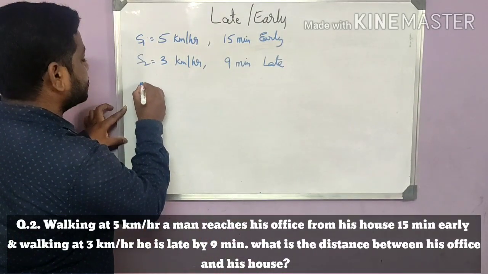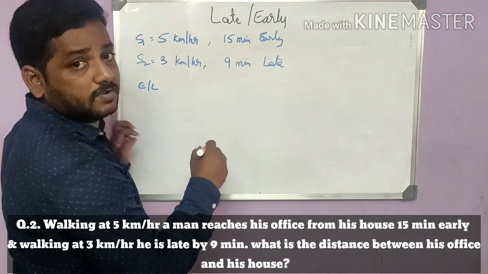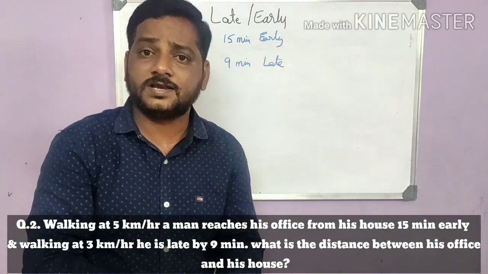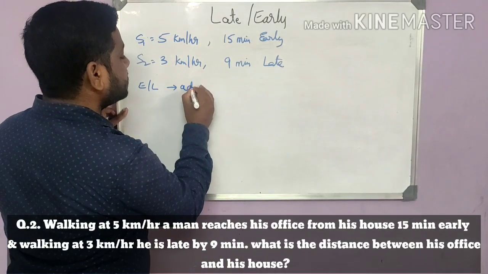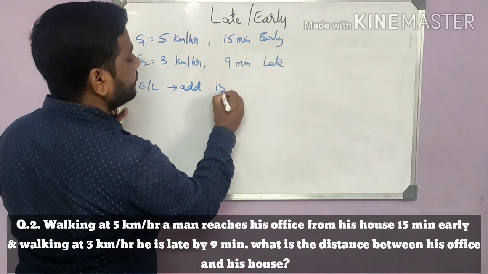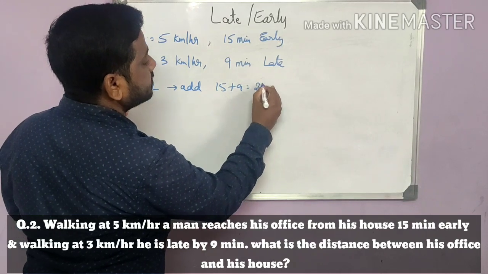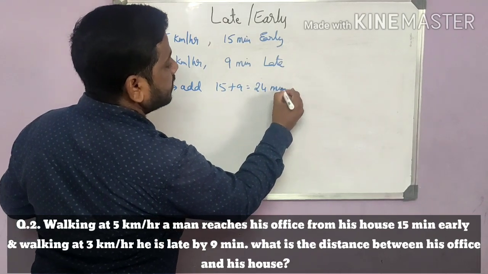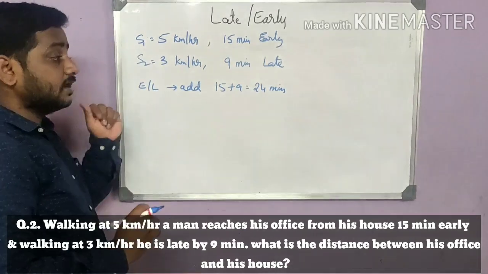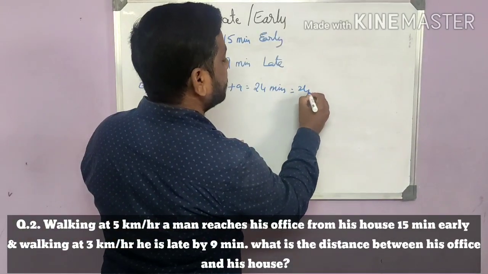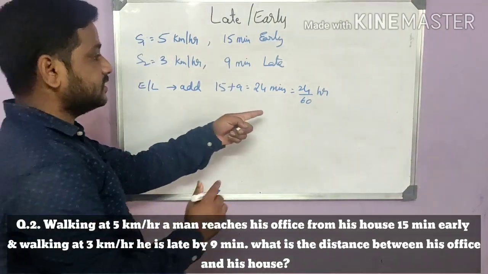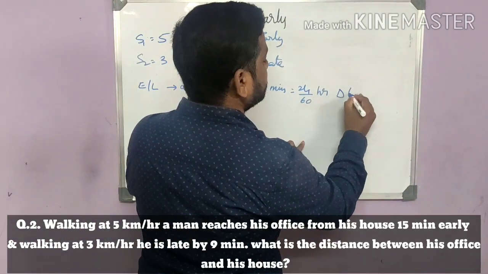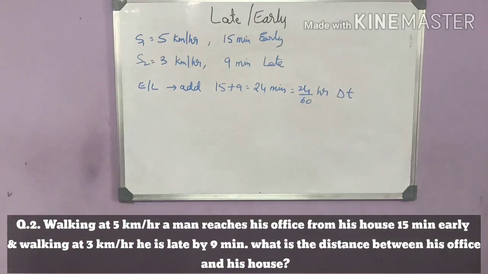So, a simple trick. First check whether it is early and late, or the same, early and early. We have different, early and late. So we need to add the time. So 15 plus 9, that is 24 minutes. And we have speeds in terms of kilometer per hour, so let me write it in terms of hours. 24 by 60 hours. This is what we got. This is delta t, the difference of time.